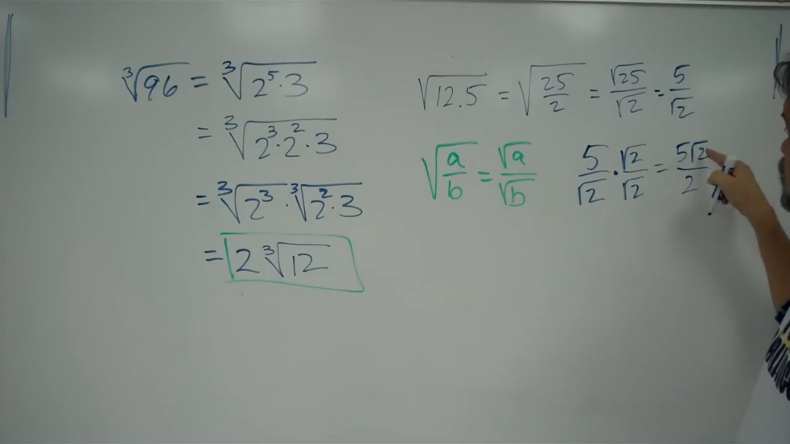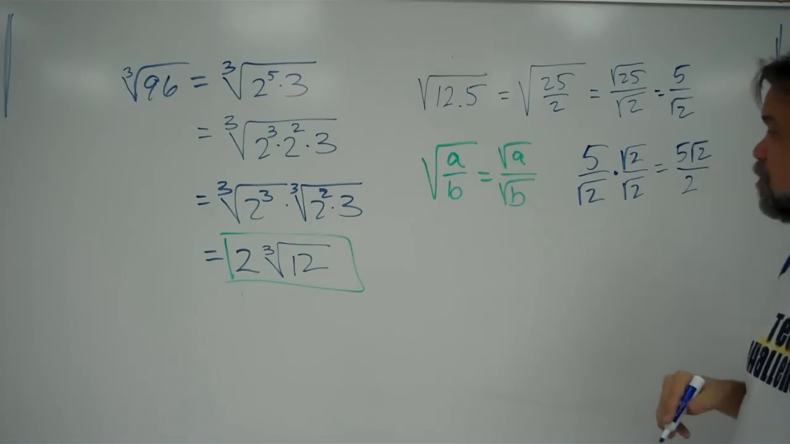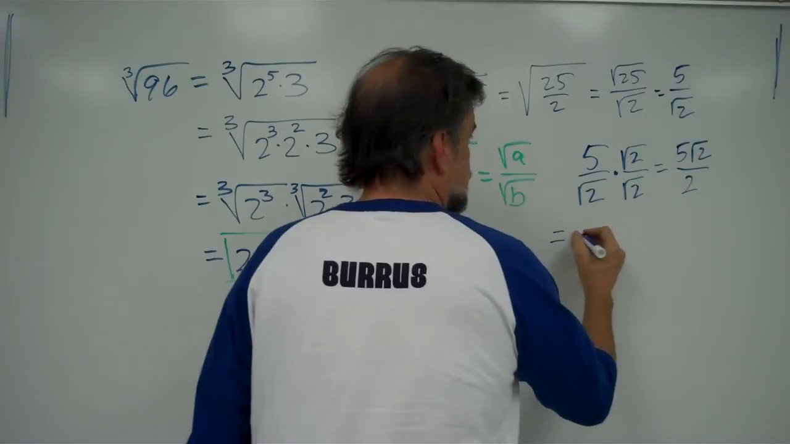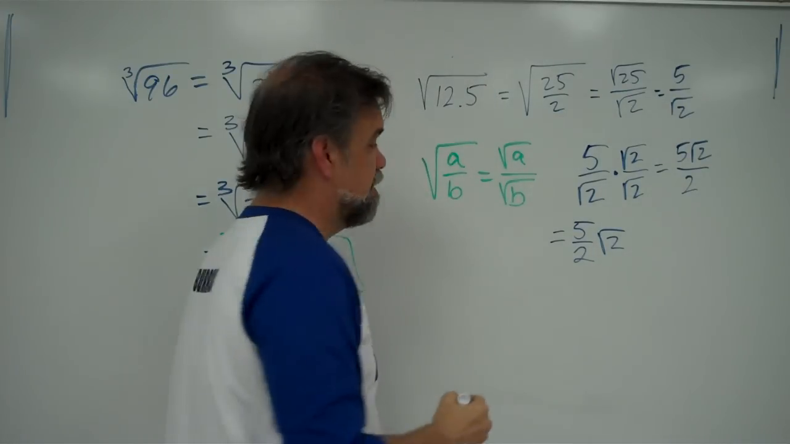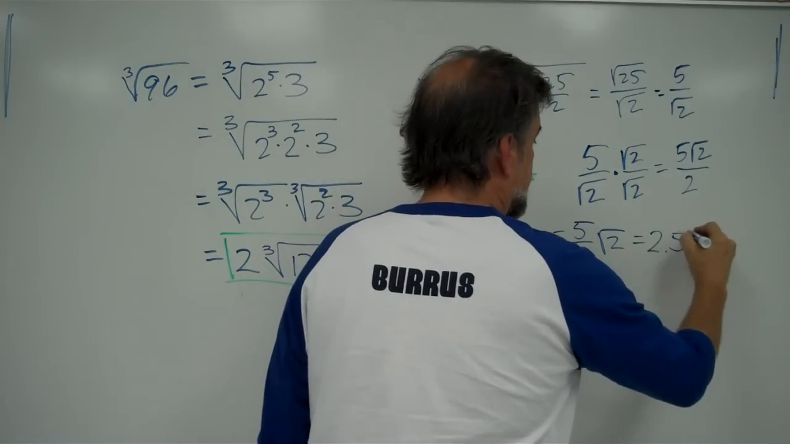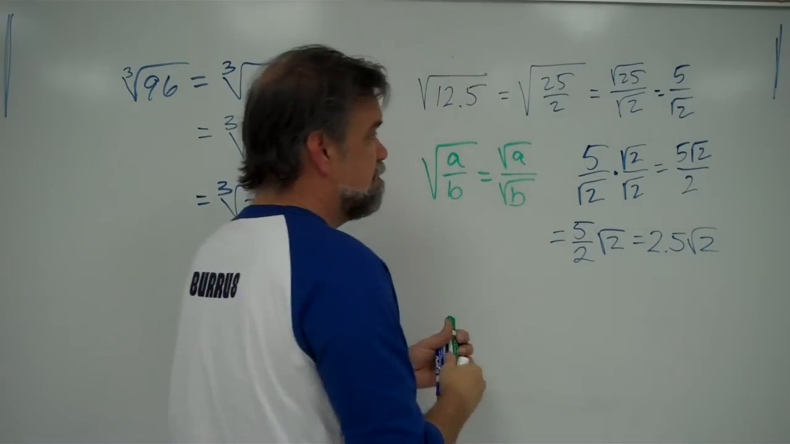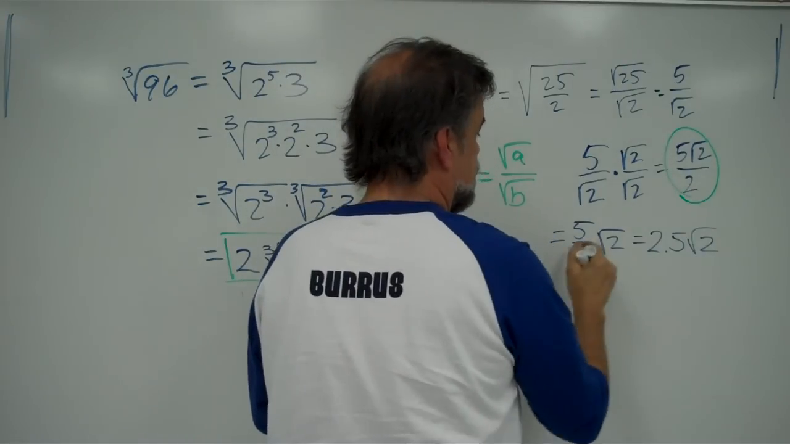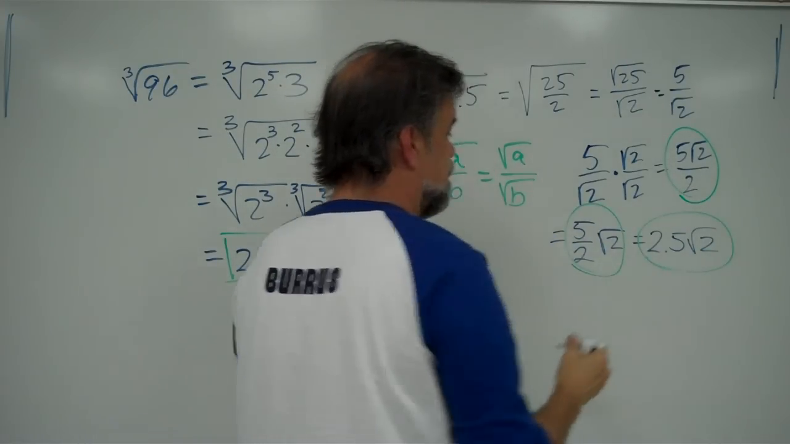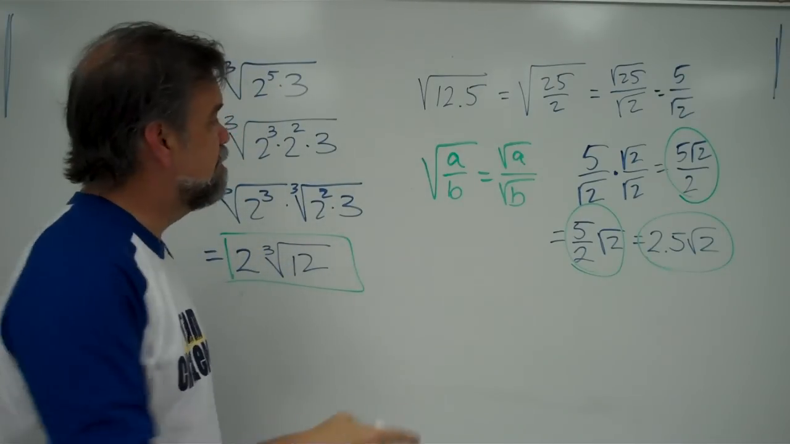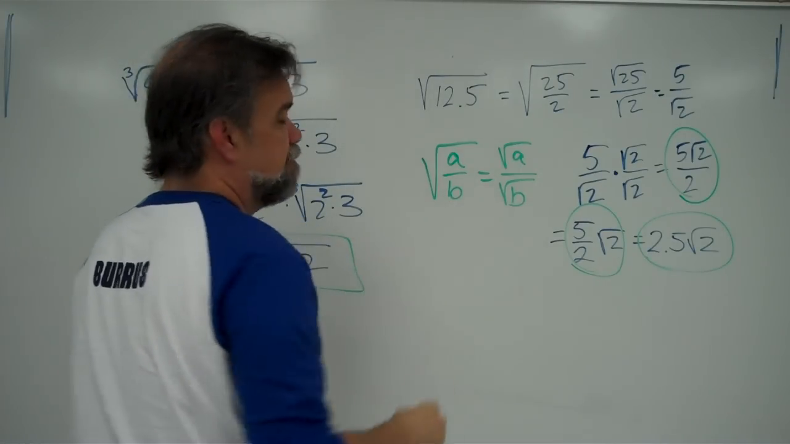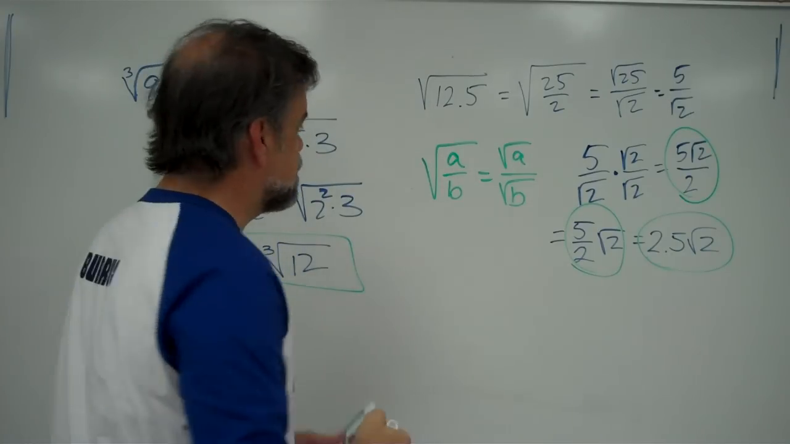So you can have your answer as 5 times the square root of 2 over 2, or your answer can be 5 halves times the square root of 2, or your answer can be 2.5 times the square root of 2. Any of these answers are perfectly fine. Okay? But we still haven't proven that you can actually do this. So let's do that real fast.